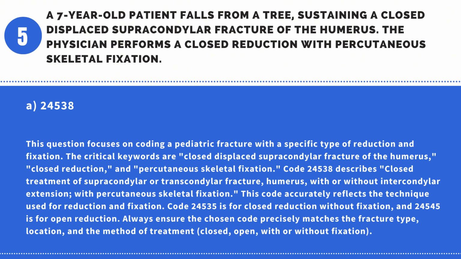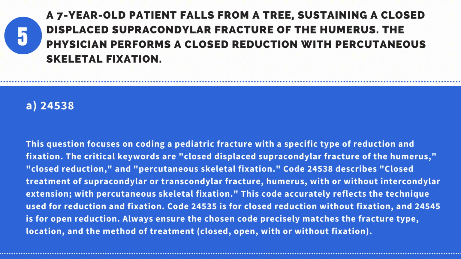24538. This question focuses on coding a pediatric fracture with a specific type of reduction and fixation. The critical keywords are closed displaced supracondylar fracture of the humerus, closed reduction, and percutaneous skeletal fixation. Code 24538 describes closed treatment of supracondylar or transcondylar fracture, humerus, with or without intercondylar extension, with percutaneous skeletal fixation. This code accurately reflects the technique used for reduction and fixation.